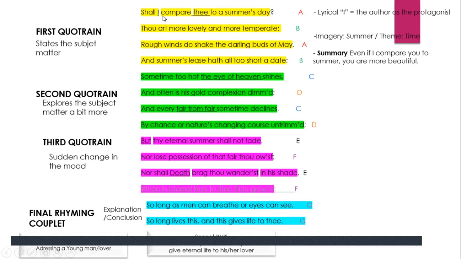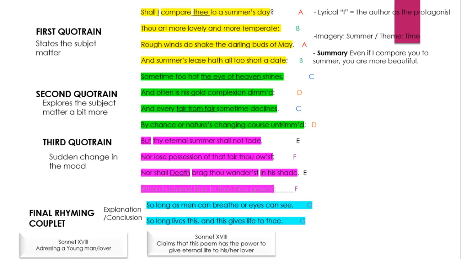Shall I compare thee to a summer's day? This is a rhetorical question. And what the author is doing is saying, I'm going to compare your beauty to a summer's day. And notice that it says shall I. We have here the lyrical I. What is the lyrical I? It is when we find the pronoun I in a sonnet, we find the author as the protagonist of the story, of the thing that he's going to tell.